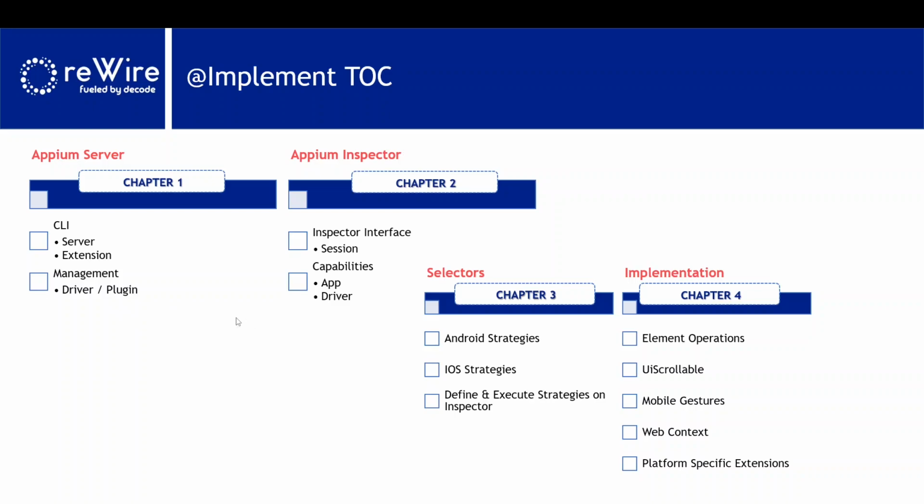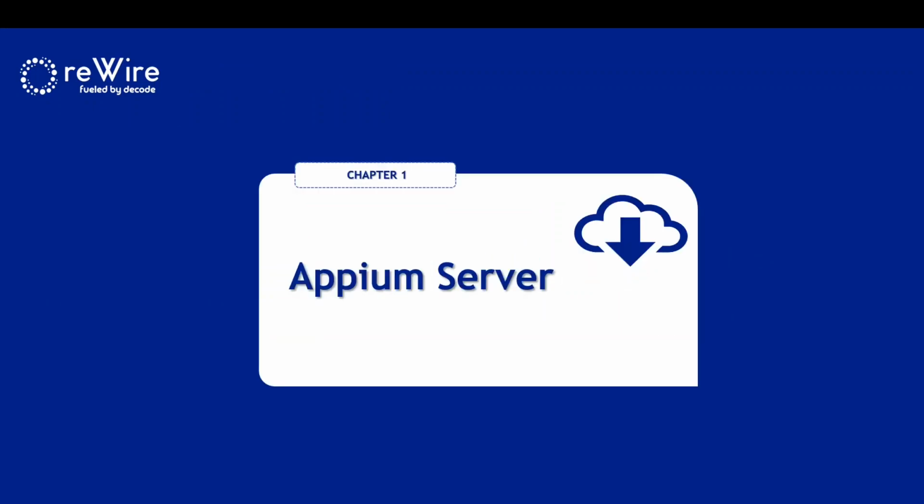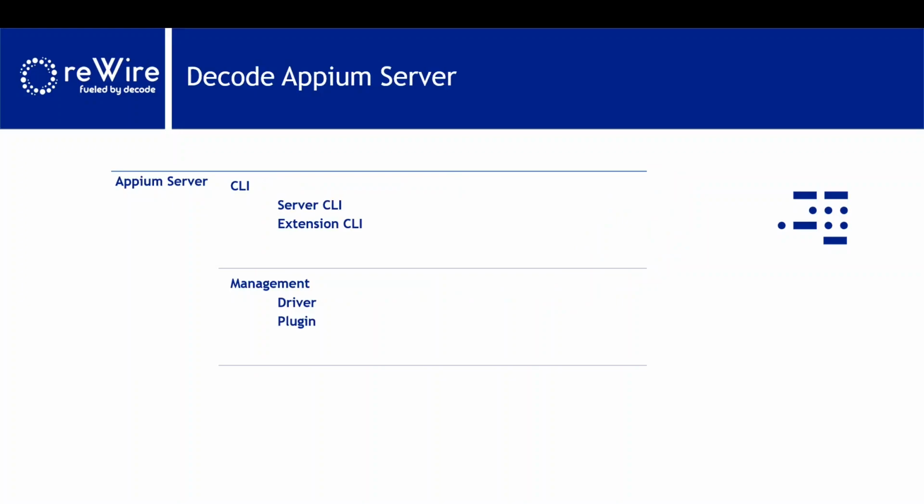Okay, so let's begin. Appium server, which is part of chapter 1, and as per the previous sessions and previous playlist, has its own features added in the 2.x version onwards. So we are going to talk in detail about the Appium server now. To begin with, we have divided the Appium server into two components. One is the CLI, the second one is the management.